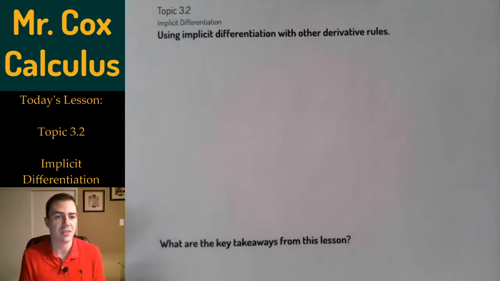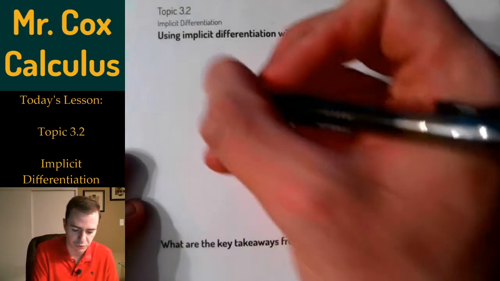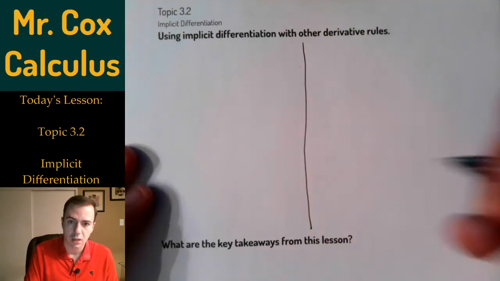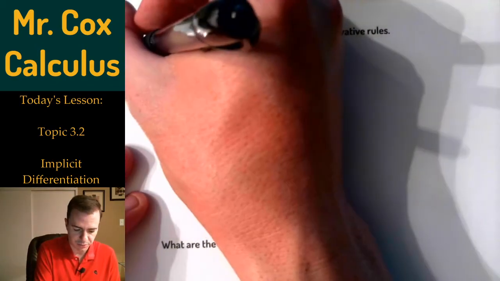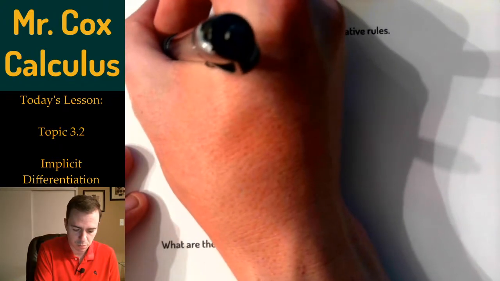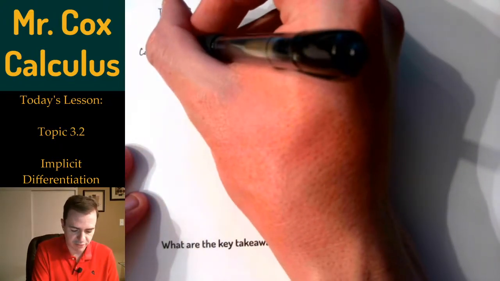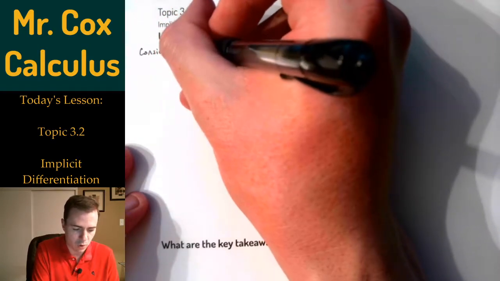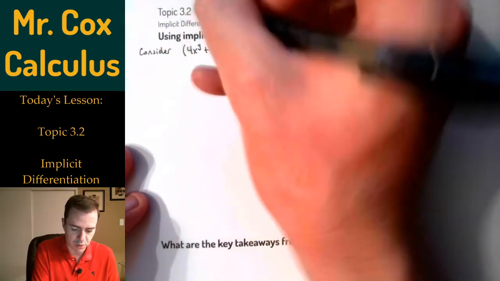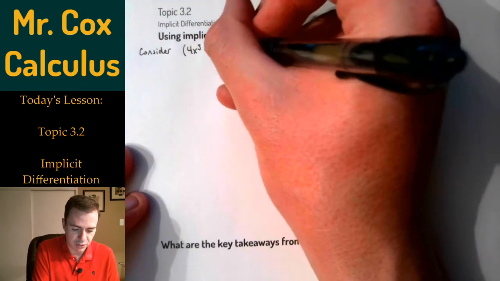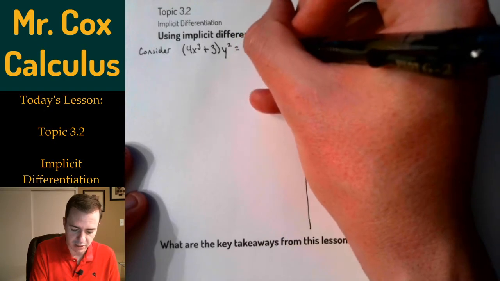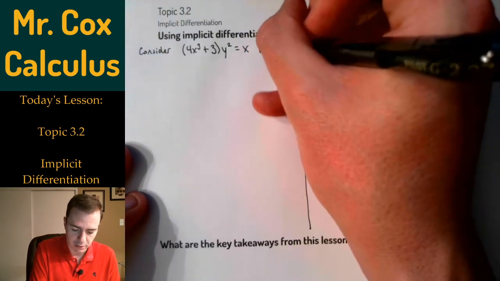And so let's look at how this idea of implicit differentiation works in concert with some of these other rules. We're going to work a couple of examples here. Let's consider the equation (4x cubed plus 3) times y squared equals x. And we want to find dy dx.